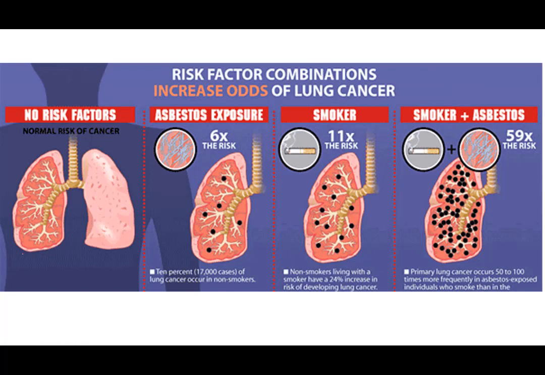Now, this sort of shows you your chances of getting lung cancer. So if you don't smoke, you basically have a normal risk of cancer, which is quite small. But when you combine these things such as asbestos, which you find in the walls of old houses, it was used for insulation and to stop fires. But what they found out is when you cut it, it releases these little fibres and can damage your lungs and cause lung cancer. So by being exposed to asbestos, you increase your risk of getting cancer 6 times. If you're a smoker, it increases your risk of getting cancer 11 times. And if you're a smoker who's been exposed to asbestos, you've actually got a 59 times increased chance of getting lung cancer.